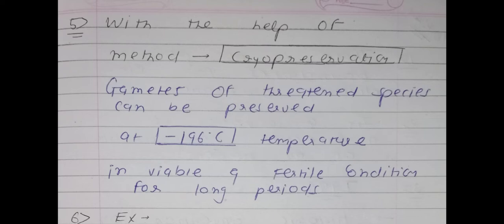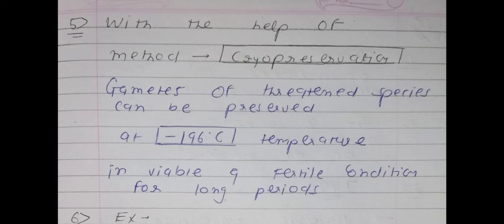Male gamete is equal to sperm and female gamete is equal to ova. And you know that gametes have all the genetic material, as well as half the number of chromosomes. Gametes of threatened species can be preserved at minus 196 degrees centigrade temperature in viable and fertile condition for an unlimited time, means for a long period.